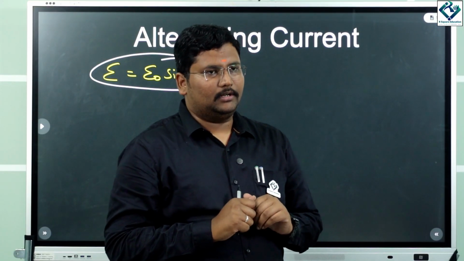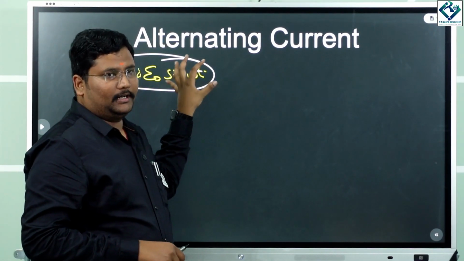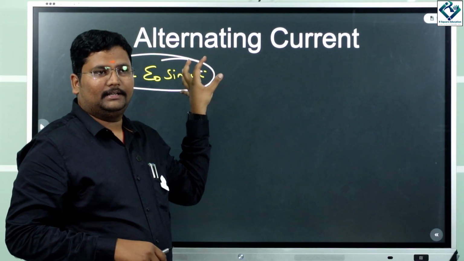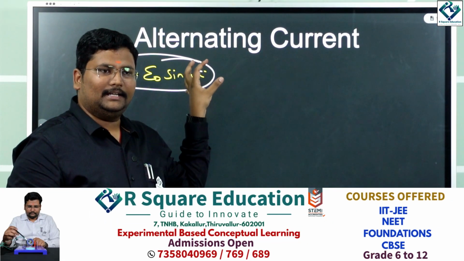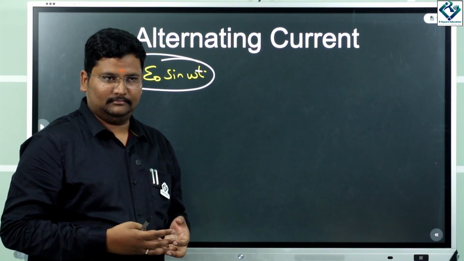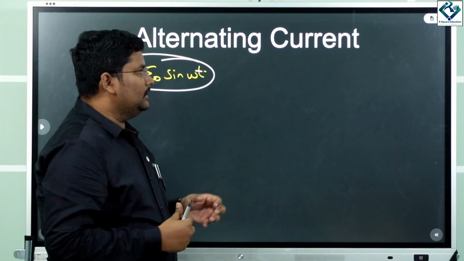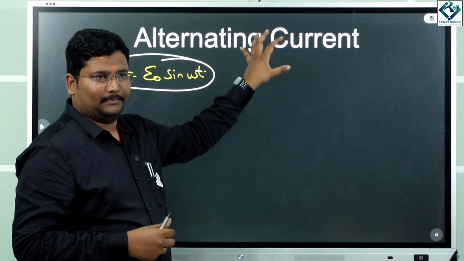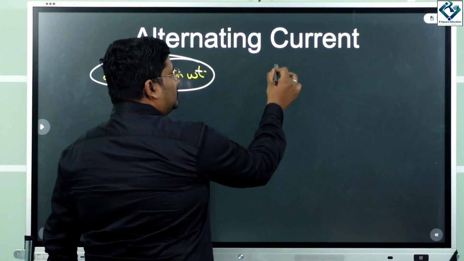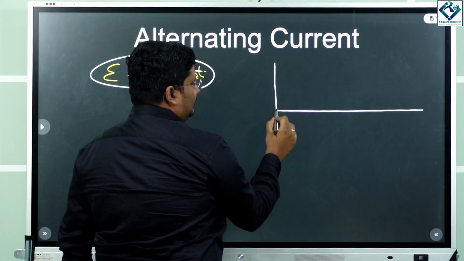Clear? So now we are going to deal in detail with alternating EMF and alternating current. Why is it not alternating EMF, and why is it alternating current? Because alternating EMF, however we generate it, we are going to utilize it as current. So alternating current plays a vital role. That is why we are considering alternating current as a separate chapter, and we are going to deal with it in detail.